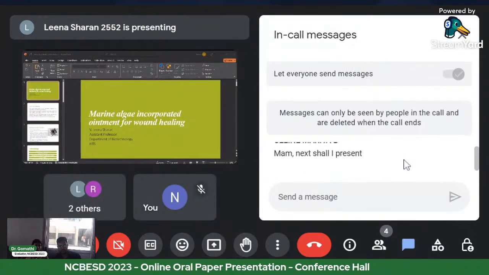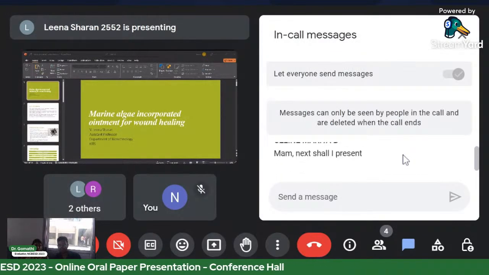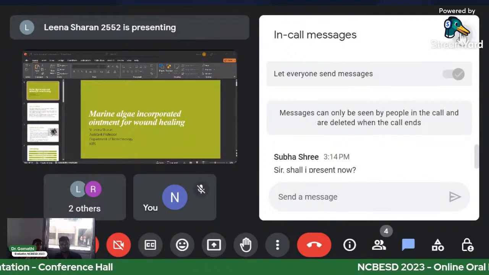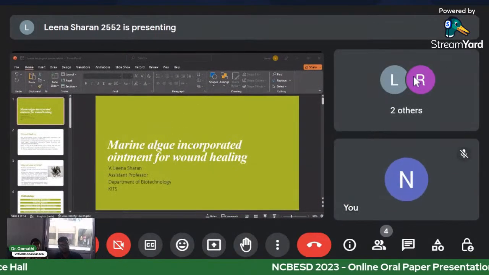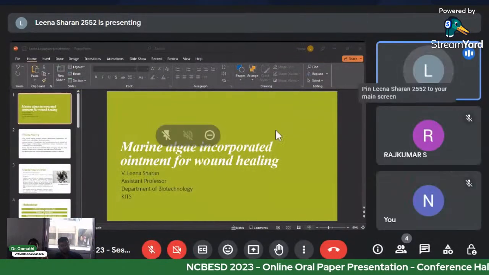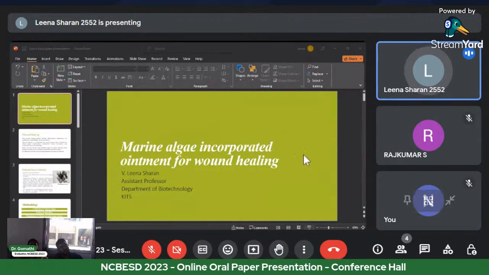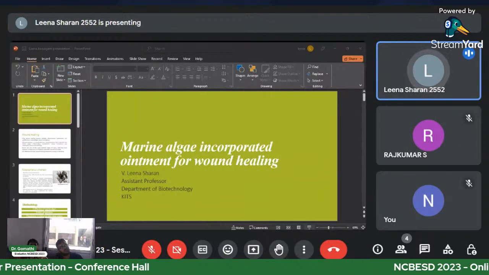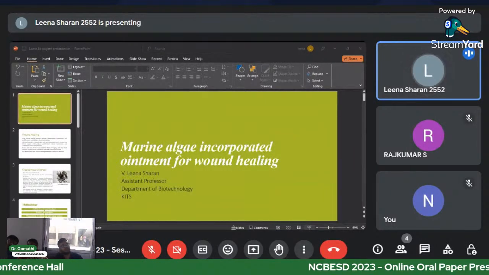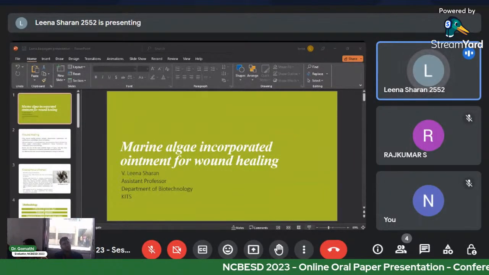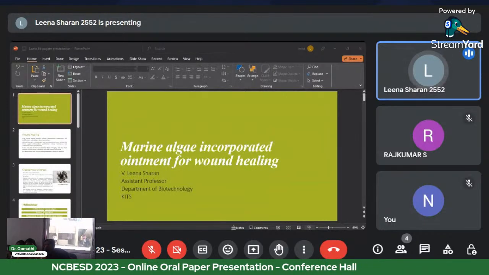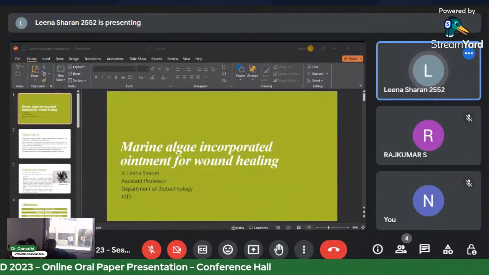Kappaphycus alvarezii, a marine red algae, is an active source of bioactive compounds. Not many studies about Kappaphycus on wound healing have been reported. This Kappaphycus is known for good antioxidant activity, and wound healing properties need antioxidant activity. So we used this seaweed for its wound healing property.